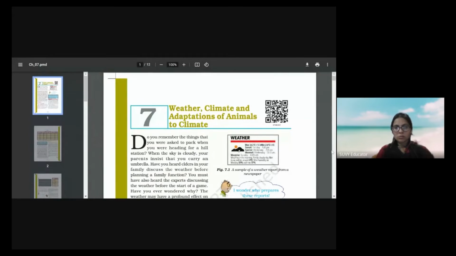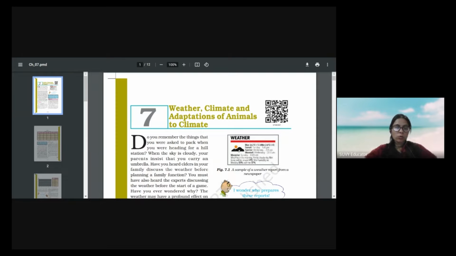So we're going to just start this chapter: the weather, climate, and adaptation of animals to climate. So first of all, tell me, when you go somewhere, what are the conditions you need to check?